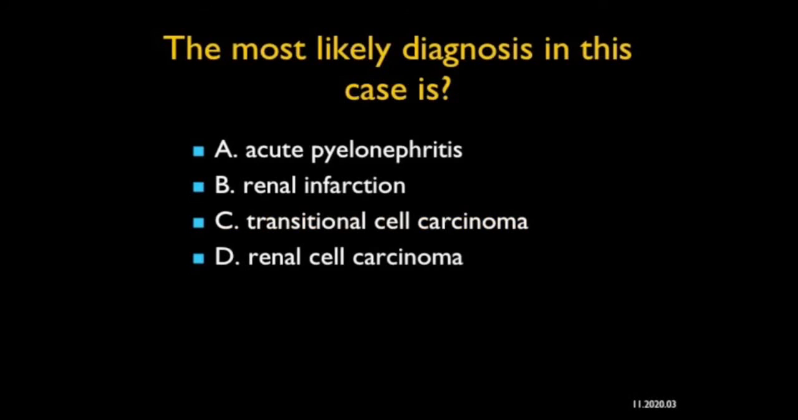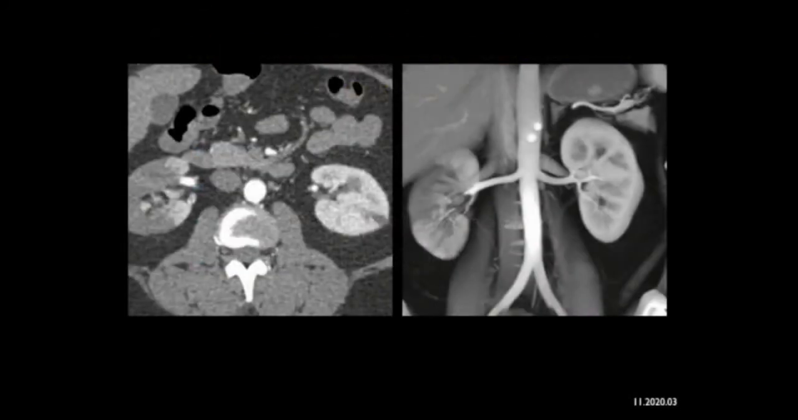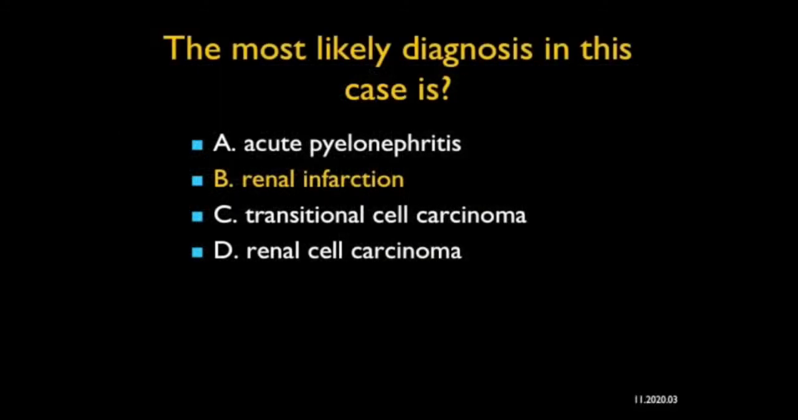The most likely diagnosis in this case is, when you look at the image, you first look at the image on your left and you see decreased enhancement of a portion of the kidney. So you're thinking about infarct versus infection. But when you look at the CT angio, you see that the renal artery is pruned and the branch vessels are cut off. That's a classic example of vessel occlusion and renal infarction. Pyelonephritis can give you decreased enhancement, but not the vascular component. This is not transitional cell carcinoma, and this is not renal cell carcinoma. A beautiful example of a renal infarct.